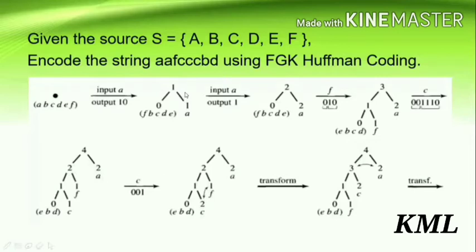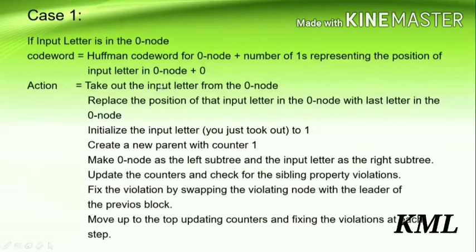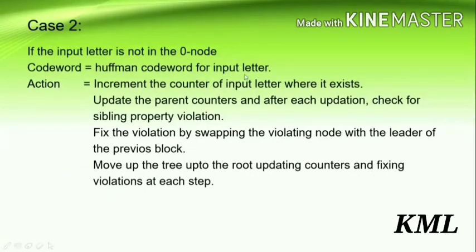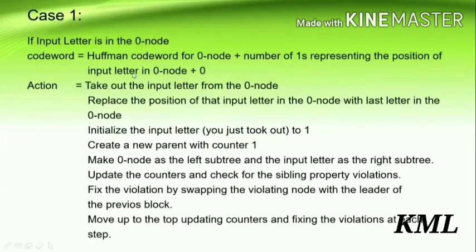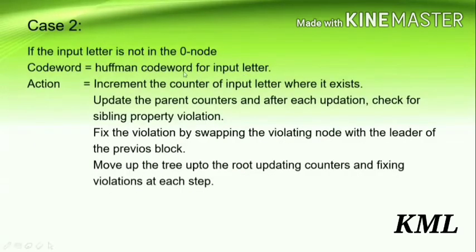Okay, I hope you got this. So we have 0 for the left subtree and 1 for the right subtree. So we get a code word 1 here. Okay, so the output is 1. We only write the code word. Okay, there is nothing like the number of ones representing in case 1. So we just have to write the Huffman code word for that input letter. Okay, so after that you have to update the tree.